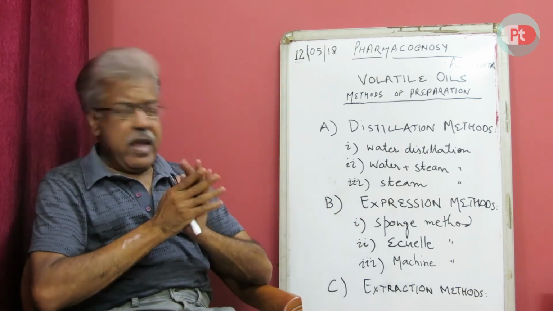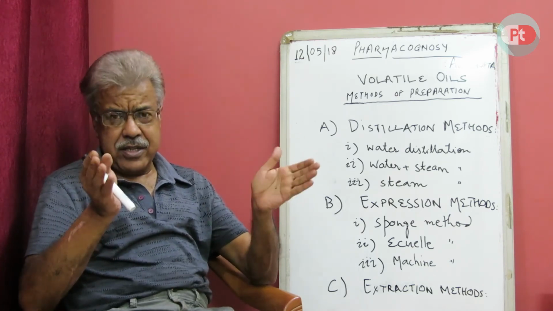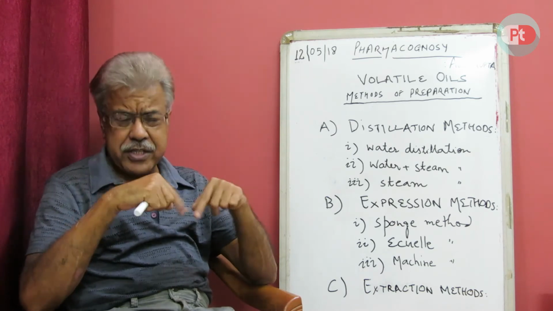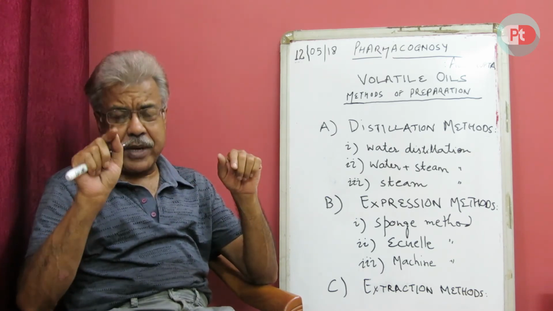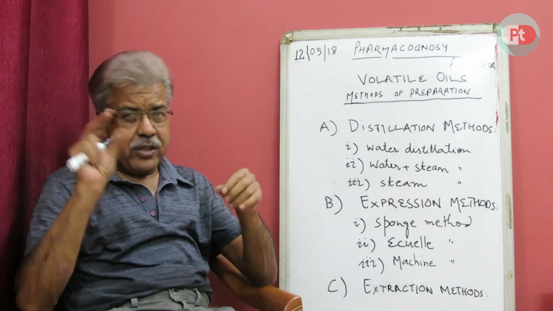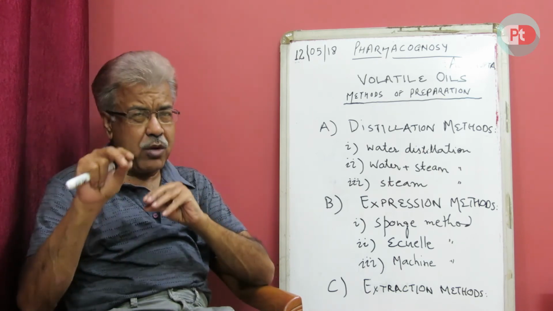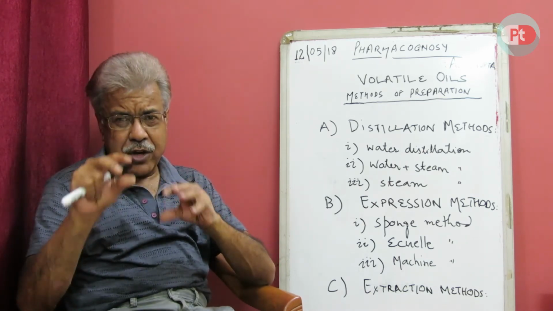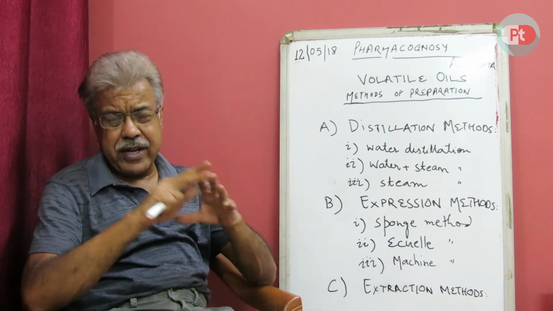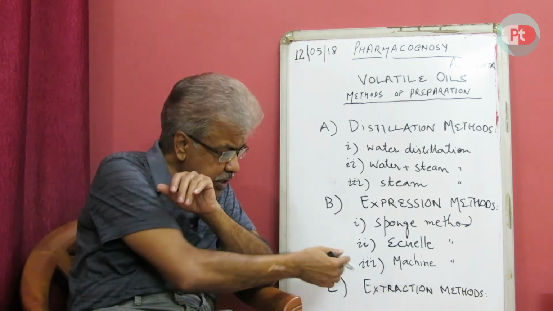The next method is the aqueous method. In the aqueous method, there is a hollow container, and the rind of the fruit is dropped into it. The inside surface of the container consists of spikes, and the container is rotated. What happens? The spikes puncture the volatile oil cells, and the volatile oil exudes out. This exuded volatile oil gets collected in another portion of the container, which can later be collected and separated to get the volatile oil. Then coming to the last method, the extraction method.